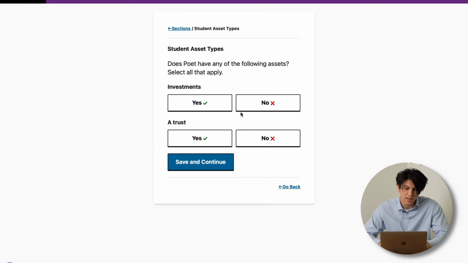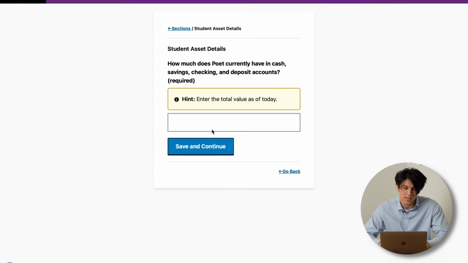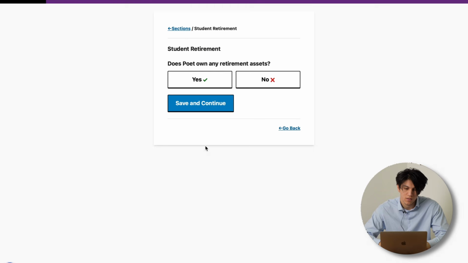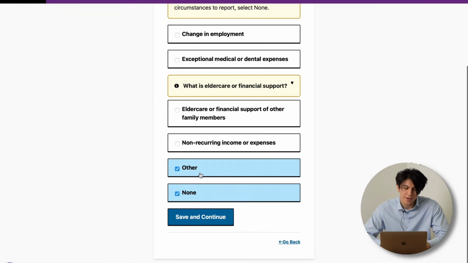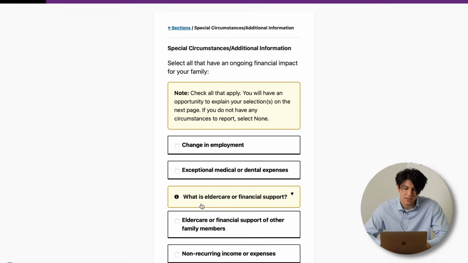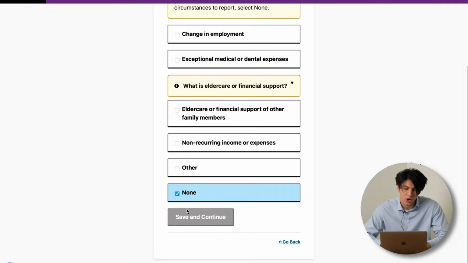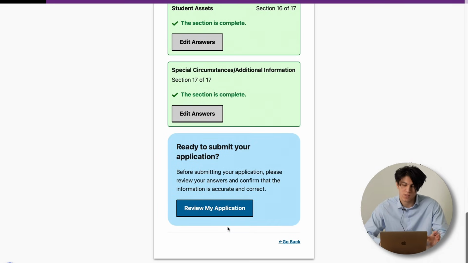Student assets, investment, trust, business. How much currently? I have 1 million currently. Any retirement assets? No. Student is basically no. And here, if you have special circumstances, choose other and explain it here. If you don't have it, just put none and go, and yes, your CSS profile is done.